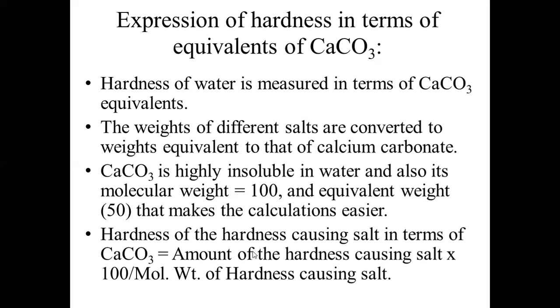So we are clearly making out that hardness of the hardness causing salt in terms of calcium carbonate is equal to amount of the hardness causing salt into 100 divided by molecular weight of the hardness causing salt. Important: hardness in terms of calcium carbonate equivalence we are expressing. How? We have to take how much amount of hardness causing salt is there, multiply it by 100, and then divide it by molecular weight of the hardness causing salt. That is how we need to express the hardness of the hardness causing salt in terms of calcium carbonate equivalence.